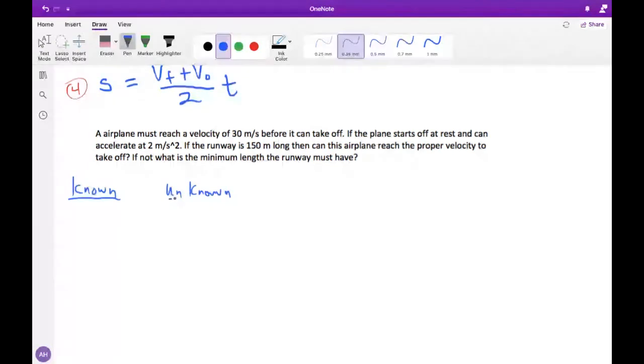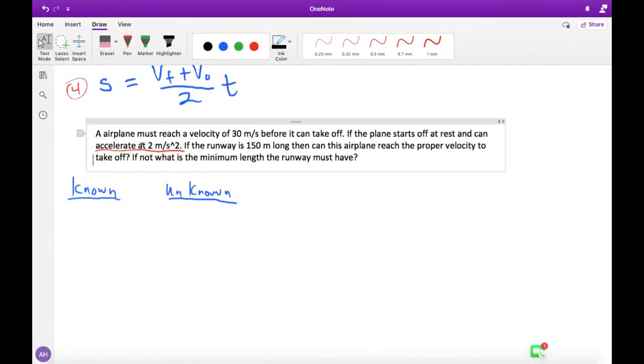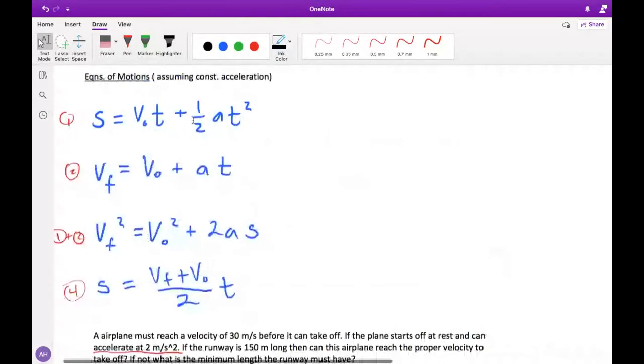So we have our knowns and unknowns. It's good to label the things that we know. We know that the acceleration here is 2 meters per second, and that indicates that the acceleration is constant. So once you see that the acceleration is a definite number, like 2 meters per second, then we can automatically assume we must need these equations here.